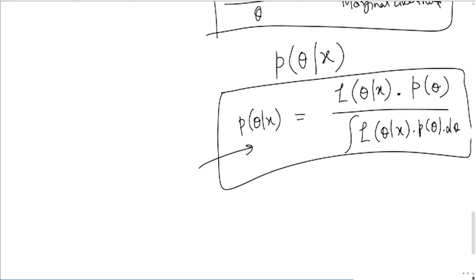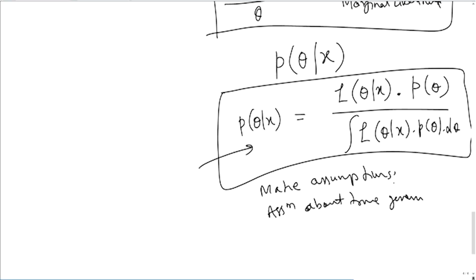In order to calculate this, a step by step inference process would be like this. First, make assumptions about the true generative process. You need to make two kinds of assumptions here. The first is the assumption about the true generative process. What is the underlying generative process that might have generated your experimental data x?